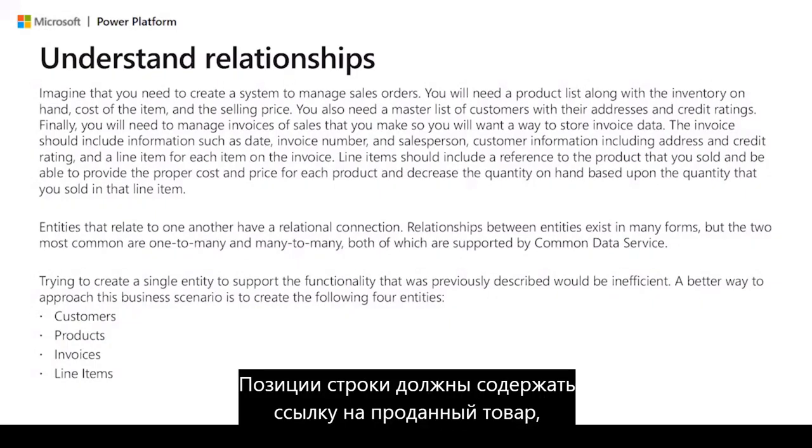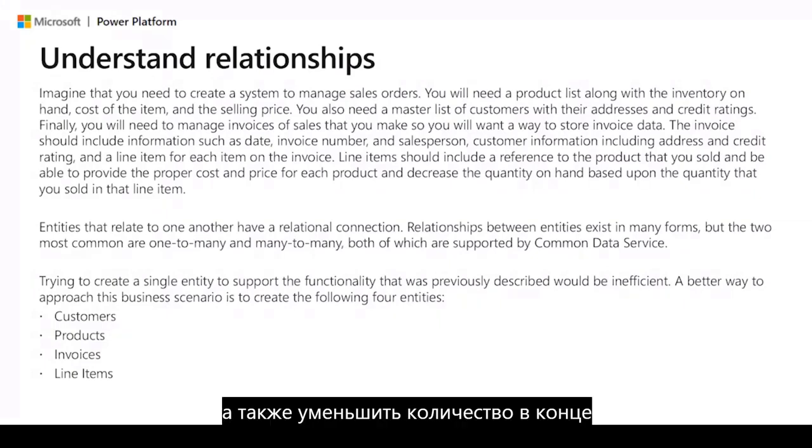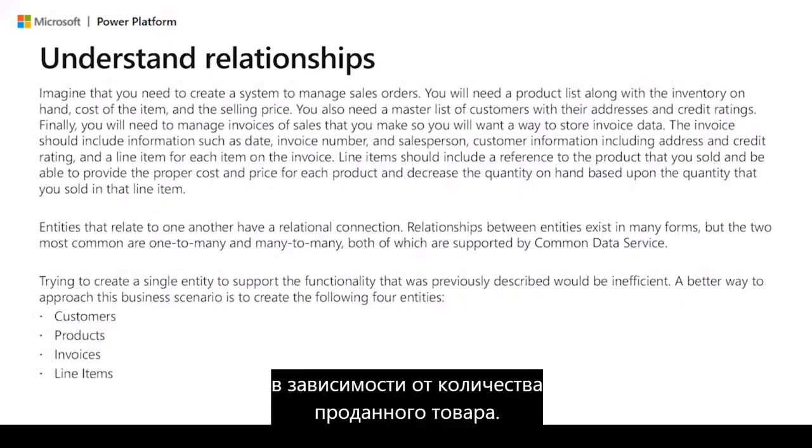Line items should include a reference to the product that you've sold, and be able to provide the proper cost and price for each product and decrease the quantity on hand based upon the quantity that you sold in that line item.